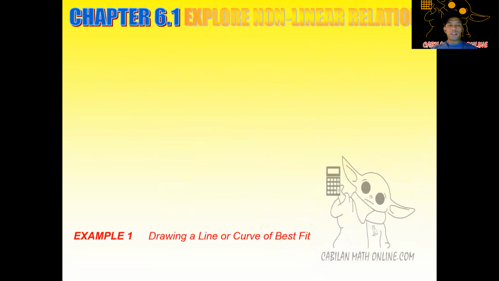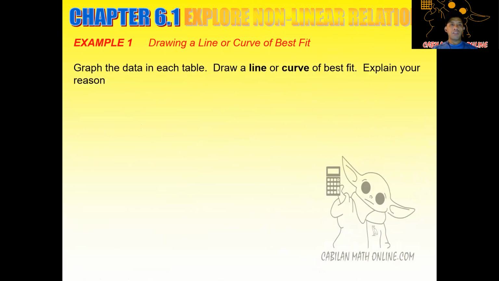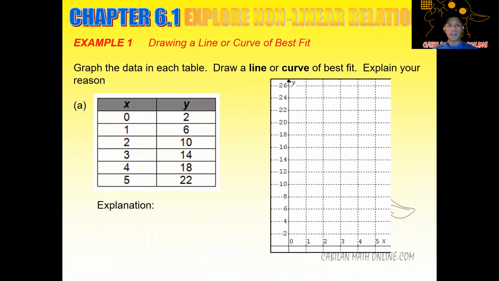All right, so let's take a look at some examples and how we can draw this. For the first example, it says to draw a line or curve of best fit. So what we want to do here, using the table of values, is to plot each one of these as a point and see exactly what we have. Remember that when you're plotting points on a grid, the first value here is the x, and the value directly across from it is what's called the y coordinate. Together, they are an ordered pair.